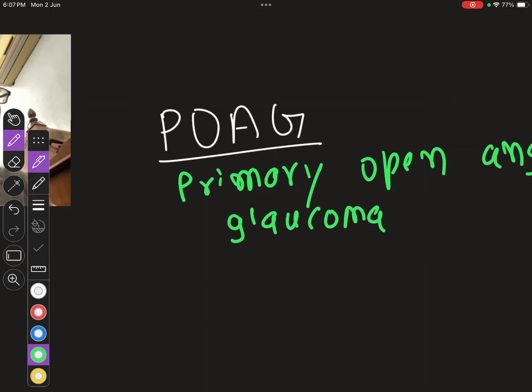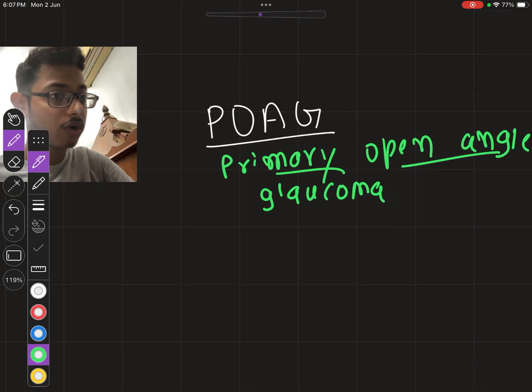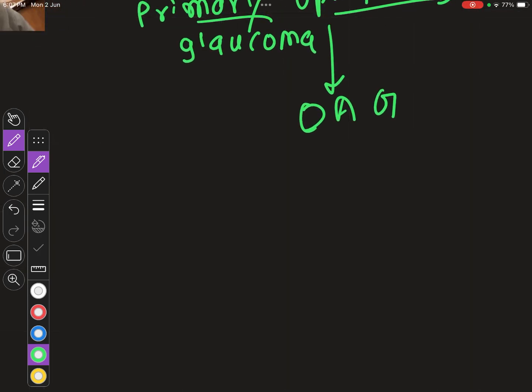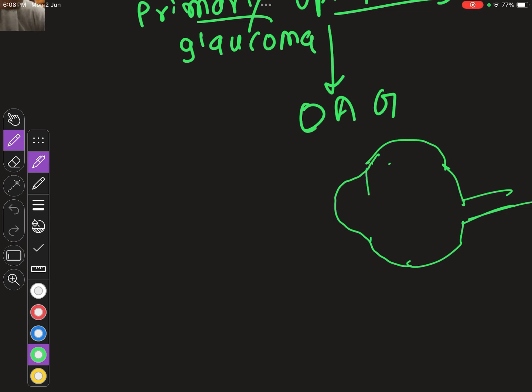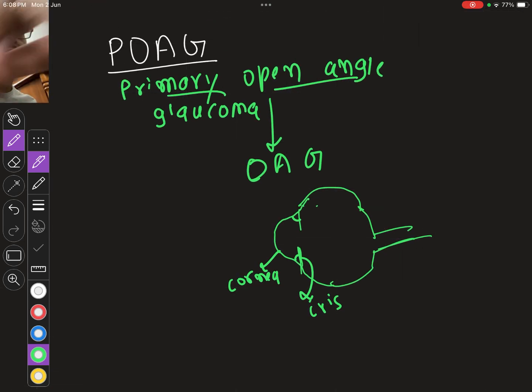So let's begin. Before talking about primary open angle glaucoma, let me talk about what open angle glaucoma is. If this is my eyeball, pardon my drawing, and this is the optic nerve, and this is the iris, then in open angle glaucoma, the angle between the iris and the cornea is not obliterated. This is open angle glaucoma.